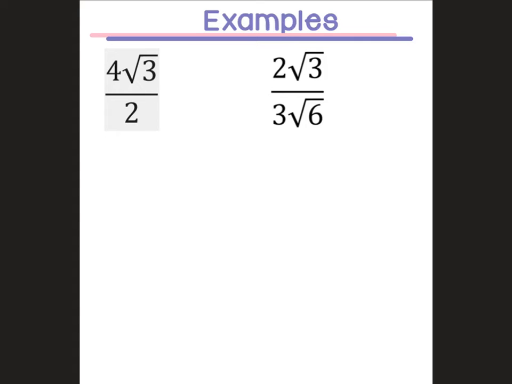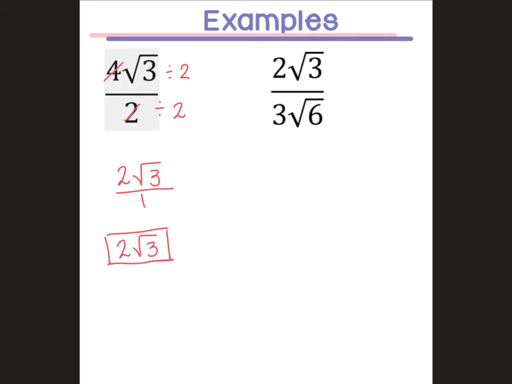For this next example, the only thing I can simplify is 4 over 2. I can divide both of those by 2. 4 divided by 2 is 2. 2 divided by 2 is 1. I don't really need to write this over 1, so I just get 2 square root of 3. So no rationalizing needed there.